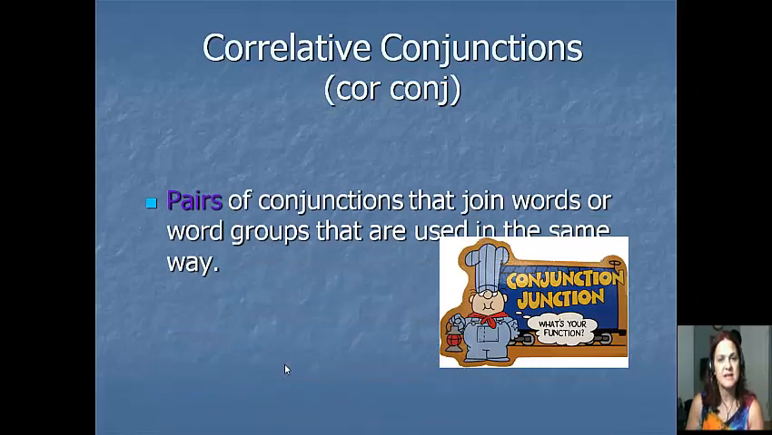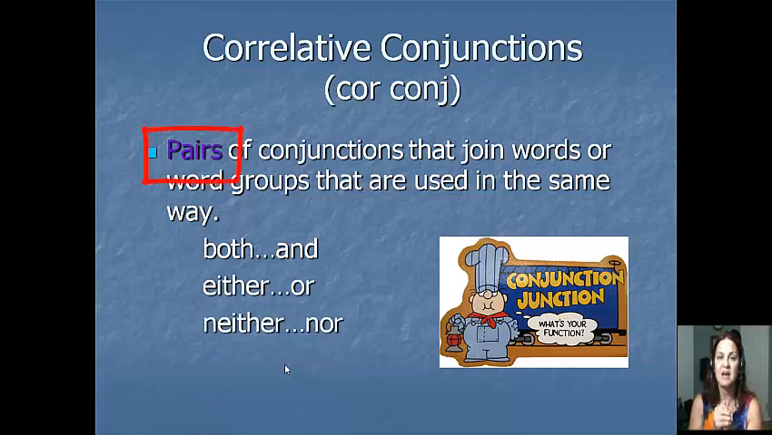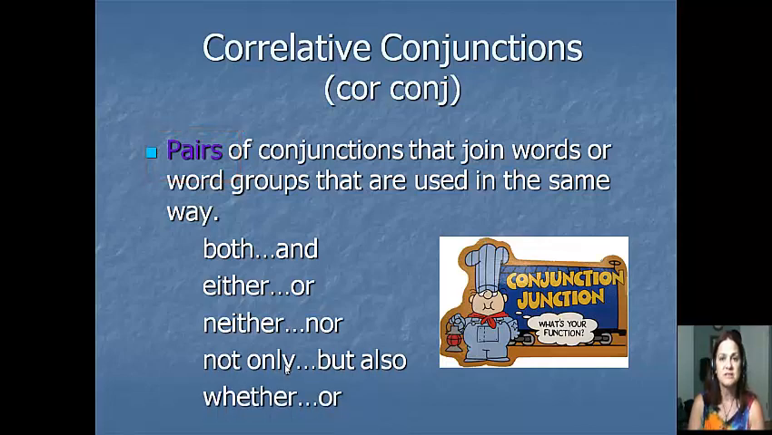Our next type is correlative. Correlative conjunctions are pairs. They work together. You have to have both of the individual parts of your pair. Pairs of conjunctions that join words or word groups that are used in the same way. So we have both/and, either/or, neither/nor, not only/but also, and whether/or. So these have to go together.